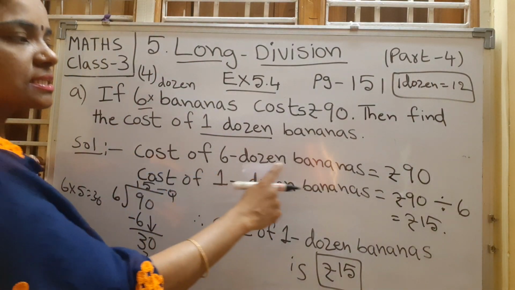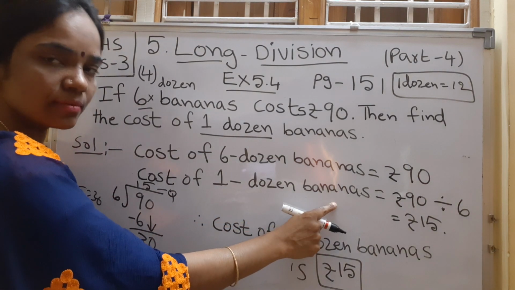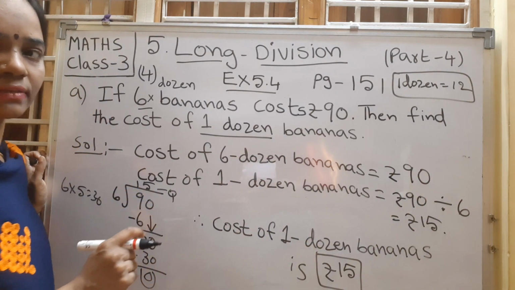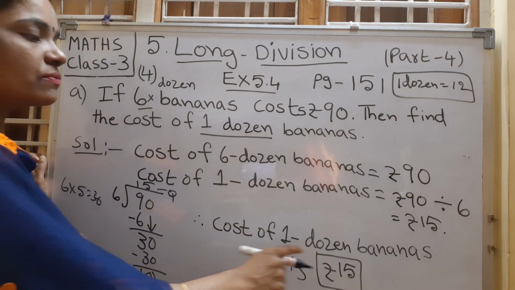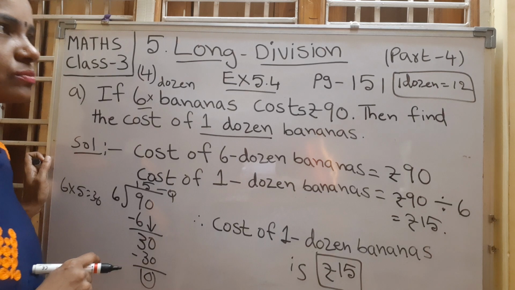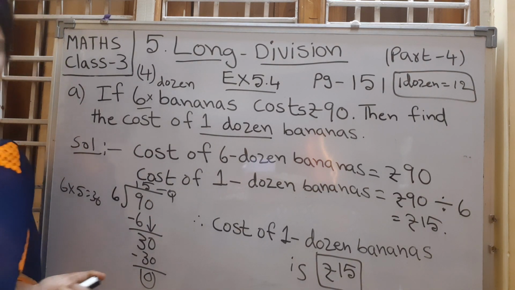So cost of 6 dozen bananas is 90 rupees. Cost of 1 dozen banana means take division, 90 rupees divided by 6. It is 15 rupees. Therefore, cost of 1 dozen bananas is 15 rupees. Yes, children, note it down. We will take another problem.